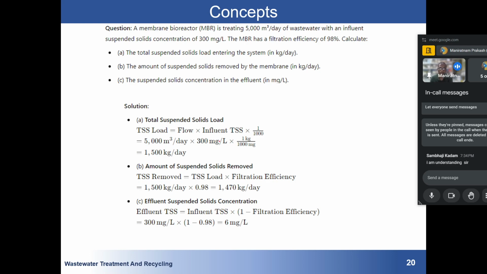So this we know that we will be converting liter into meter cube. That 1 liter is equal to 10 to the power minus 3 meter cube. Then we have also converted kg into milligram. So what will happen? So you can see that finally we will be having 1500 kg per day.